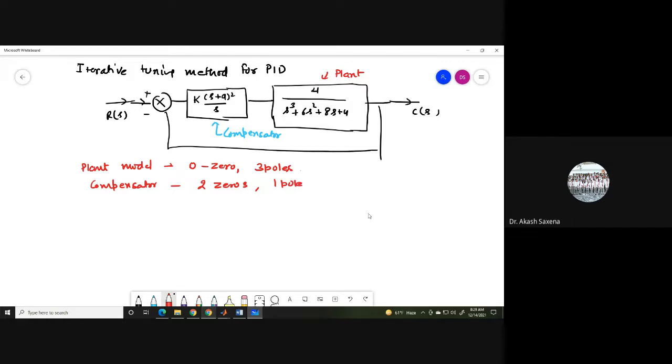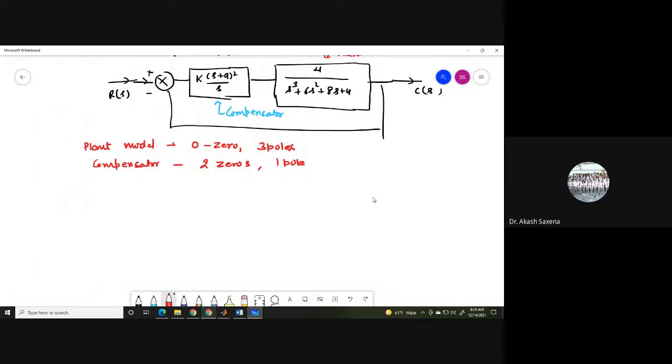Now, let us solve this example where the compensator can be given as K times s plus a whole square divided by s. Other conditions are also given: you have to find the values of K and a in such a manner that the peak overshoot is between 10 to 15%.